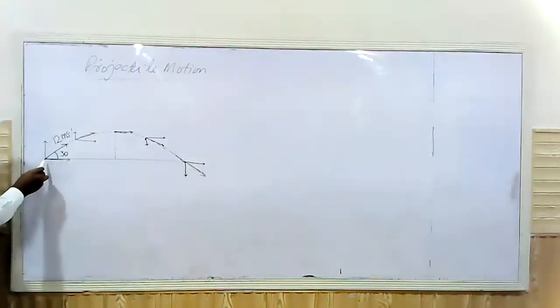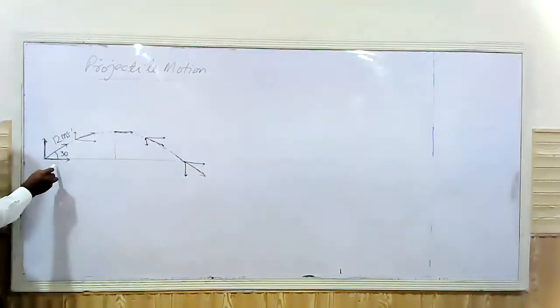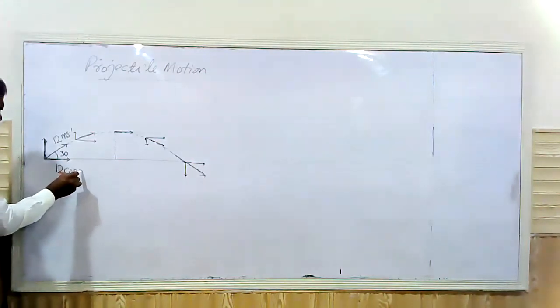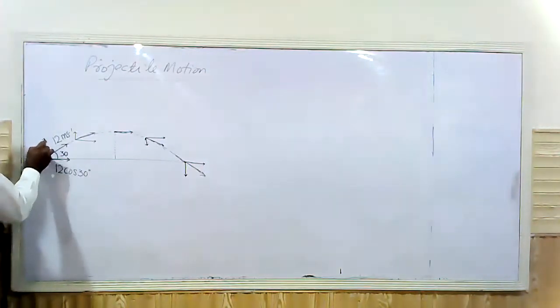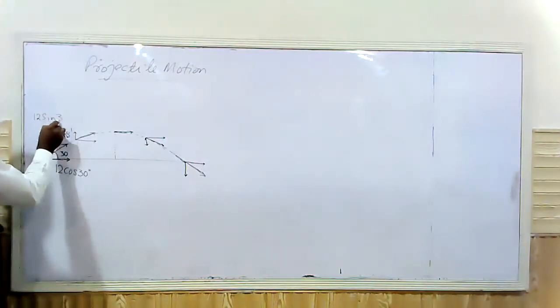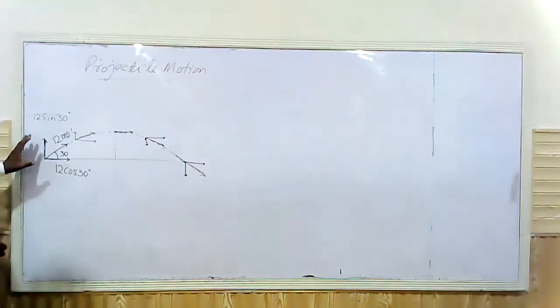That means I know this component and I know this component. The horizontal component of velocity is 12 cos 30 degrees, and the vertical component of velocity will be 12 sin 30 degrees. So I know the components.